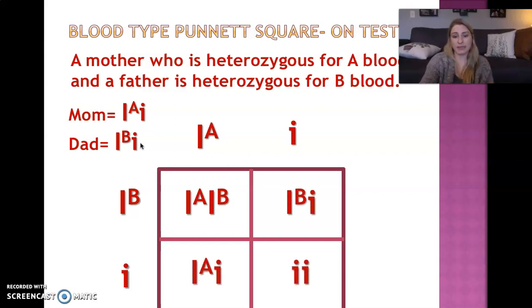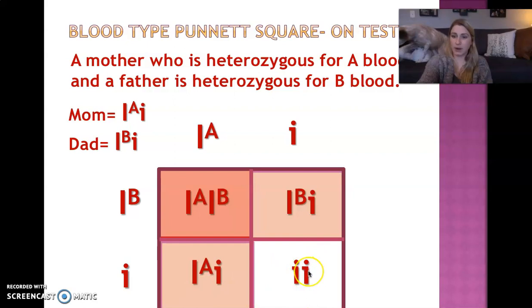When we combine them together, now we get a different combination of genotypes and phenotypes. In the top right, we have capital IA, capital IB. That's going to be AB blood. We have two different genotypes here, which means two different phenotypes as well. This blood type right here is going to be B blood, and this blood over here is going to be A blood.